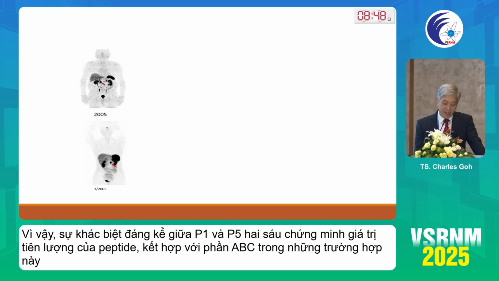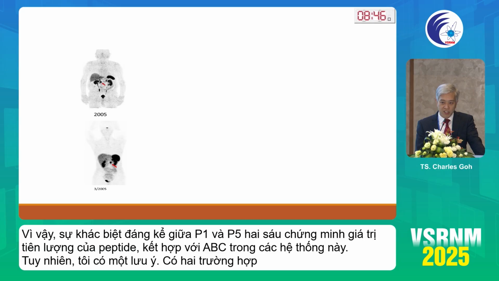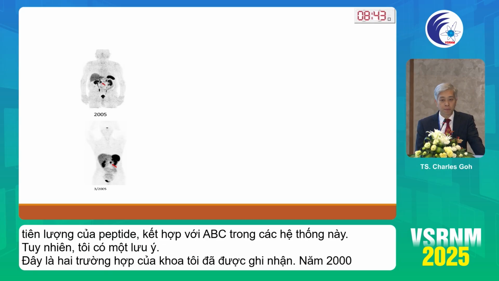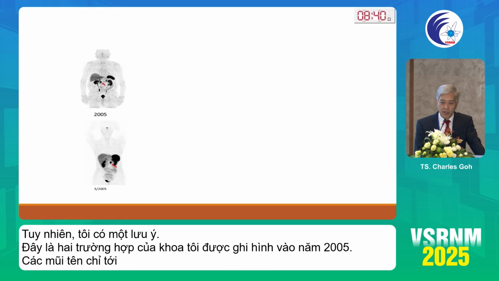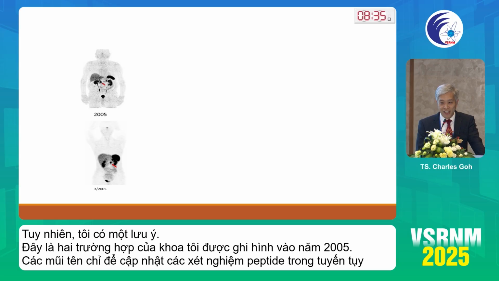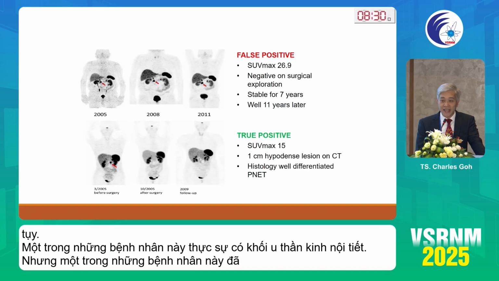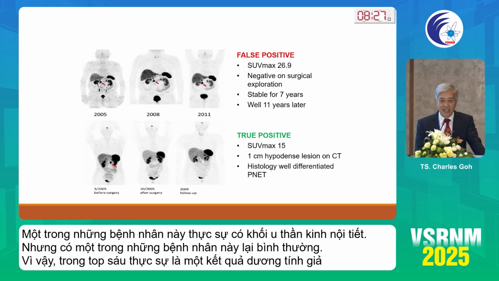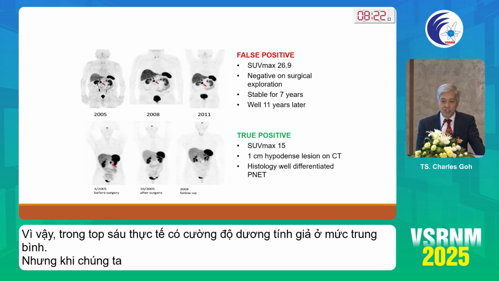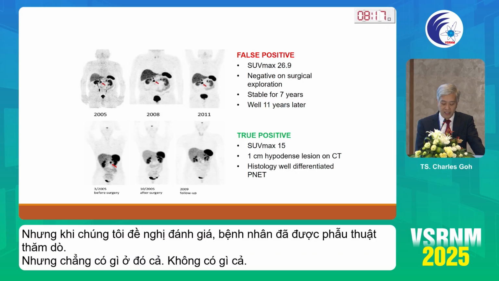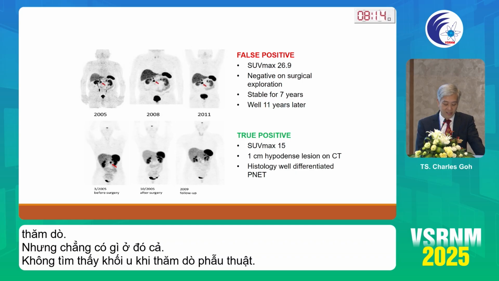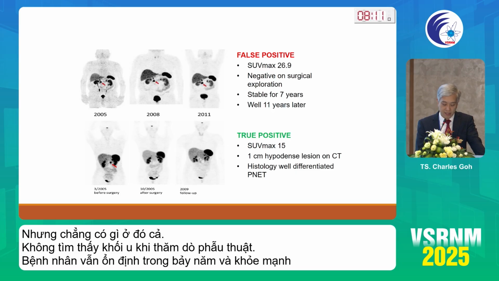I, however, have one caveat. These are two cases from my department that were imaged back in 2005. The arrows point to focal uptake on dotapeptide PET within the pancreas. One of these patients actually has a neuroendocrine tumor, but one of these patients was normal. So in the top case, it was actually a false positive, intensely avid, but when we recommended it for evaluation, the patient underwent surgical exploration, but there was nothing there. There was no tumor found on surgical exploration. The patient remained stable for 7 years and was well even up to 11 years later.